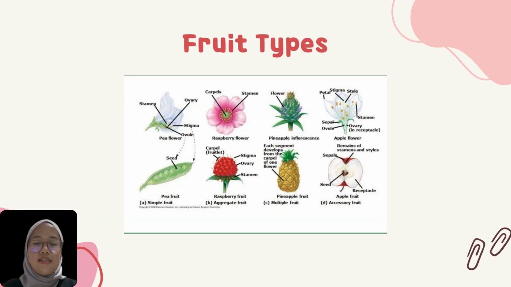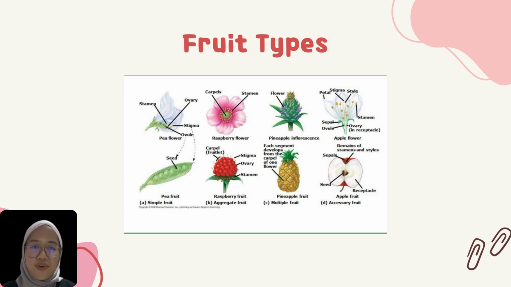Next is the image for fruit types. First is simple fruit. Peas come from one flower with one ovary. The pea flower has parts like the ovary and ovule, which develop into a pea pod with seeds inside. Other examples are mango and tomato. To make it easy to understand, one flower becomes one fruit.